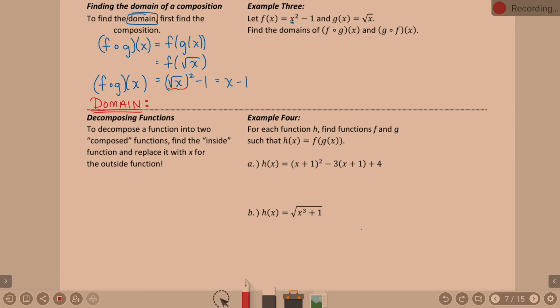So what's under my square root here before we squared it? x. And so what does x have to be? Greater than or equal to 0. With that in mind, that's why I didn't want to totally get rid of the square root. Because if you totally get rid of the square root and you just see x minus 1, we're going to say, oh, it's all real numbers. But it's not because of this square root.